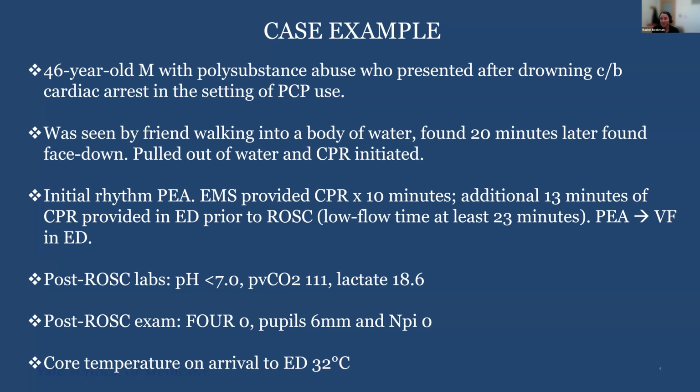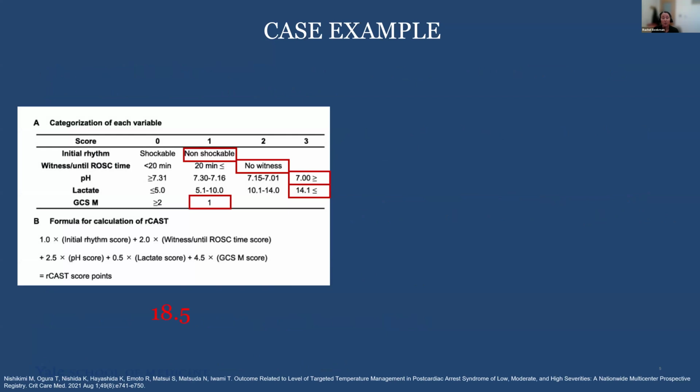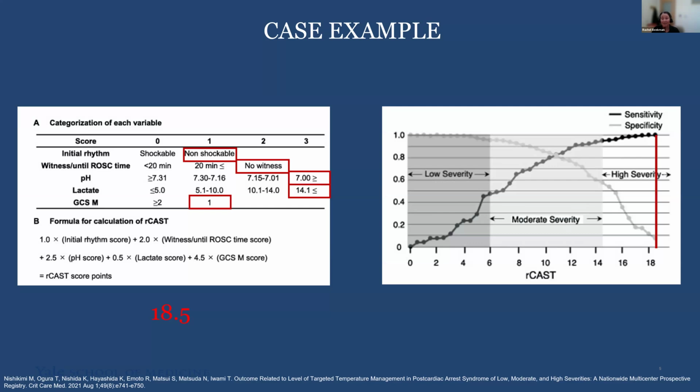If I poll this audience, I would expect that few people think this patient will have a good outcome. And that would be consistent with predictions based on illness severity scores. So for this patient, his revised post-cardiac arrest syndrome for therapeutic hypothermia, or RCAS score, is 18.5. That's the highest score that you can get. And this score was found to have a near 100% specificity for poor outcome.